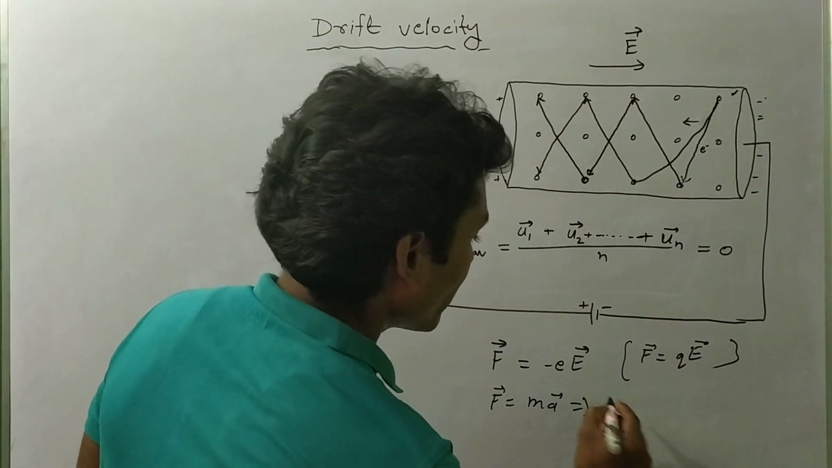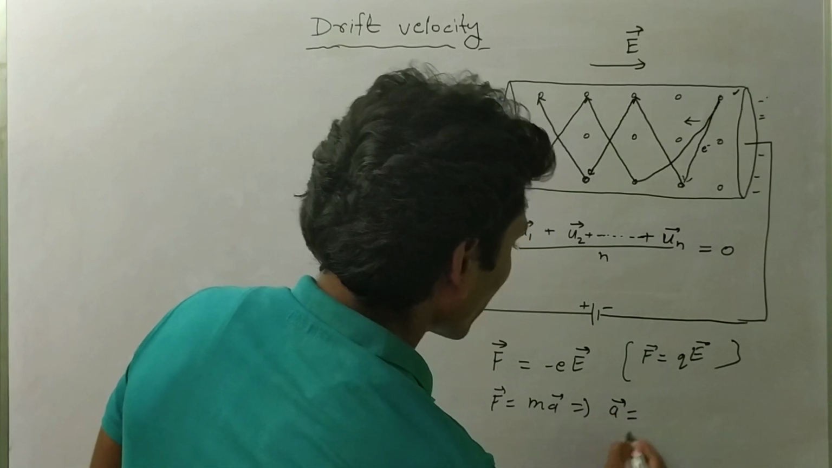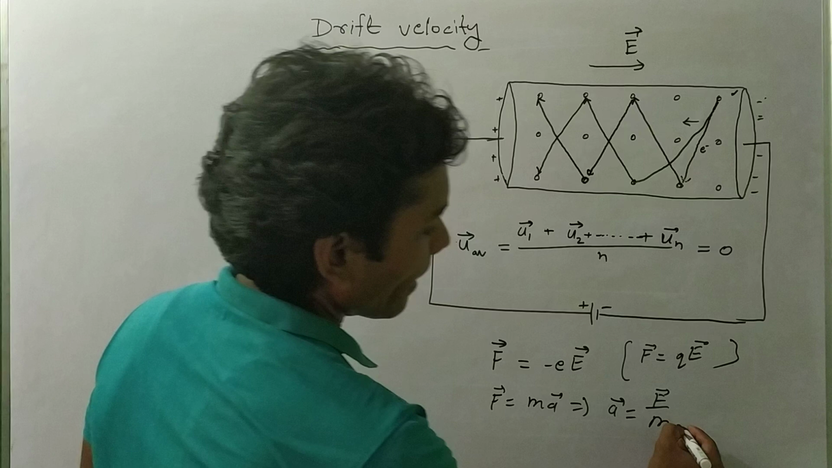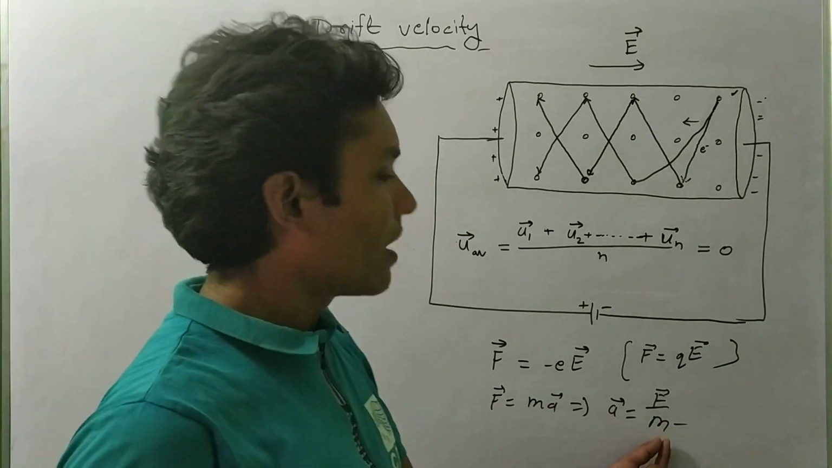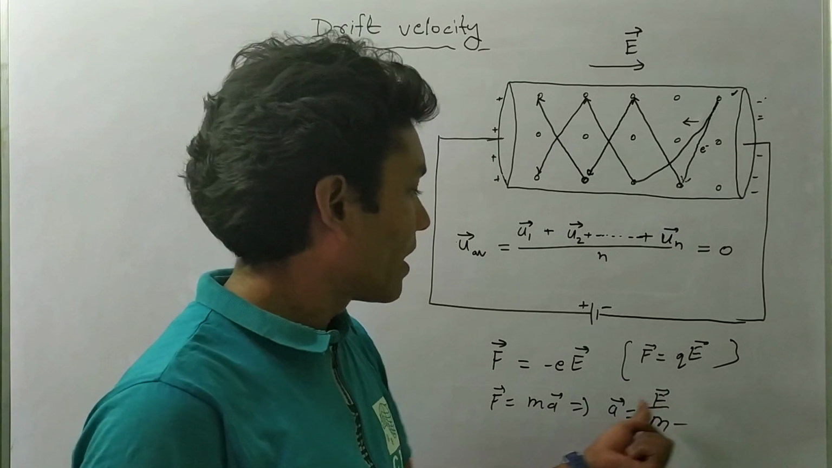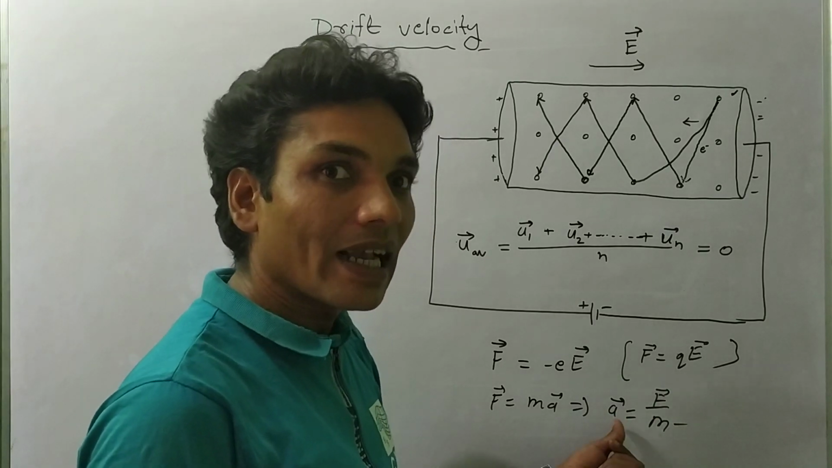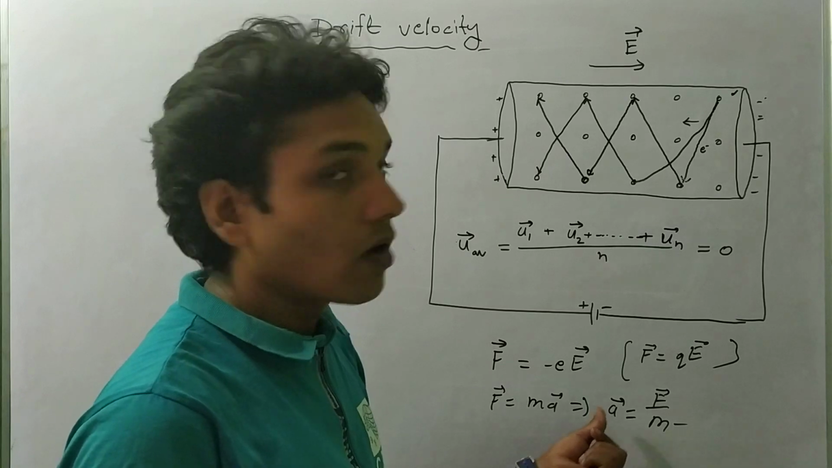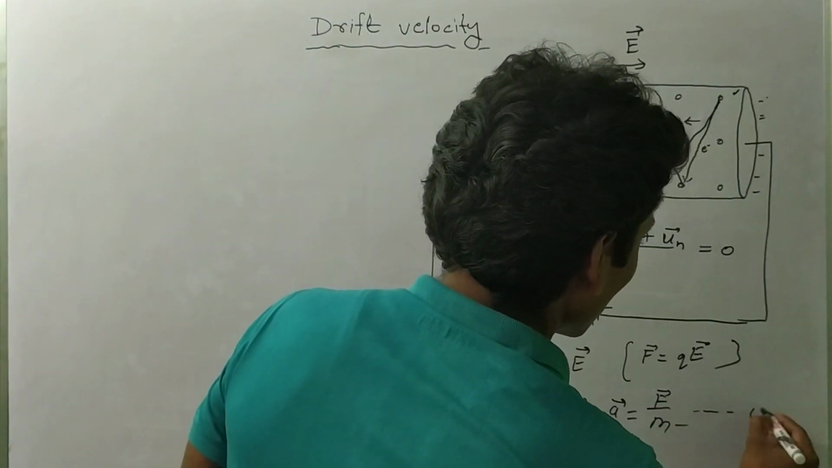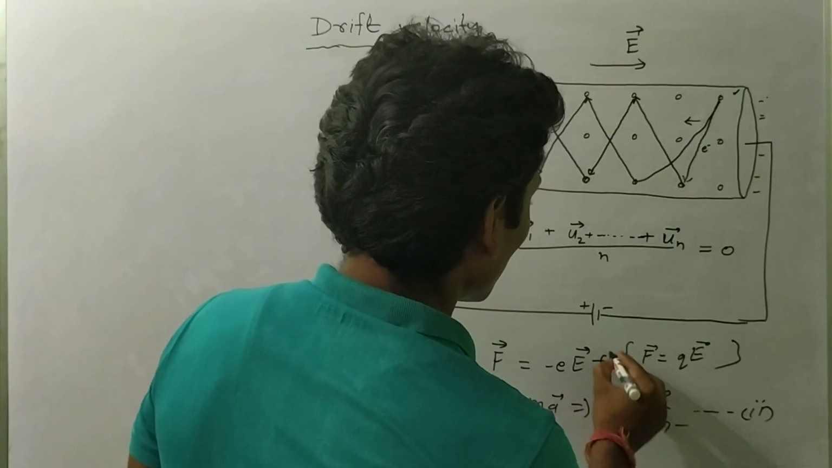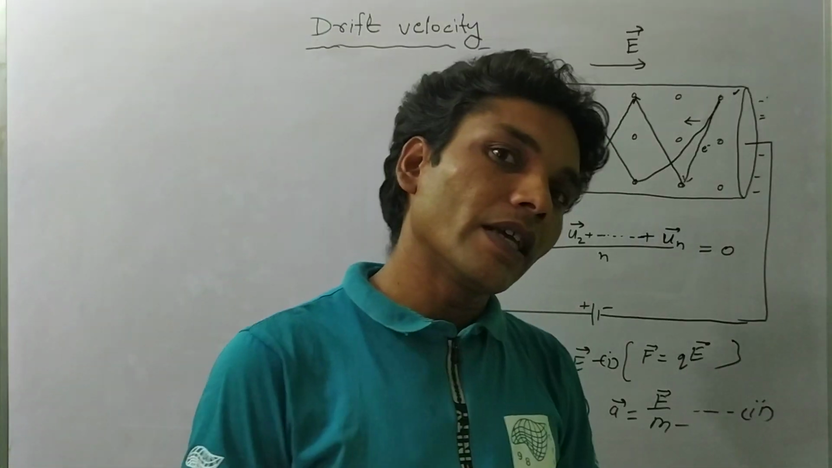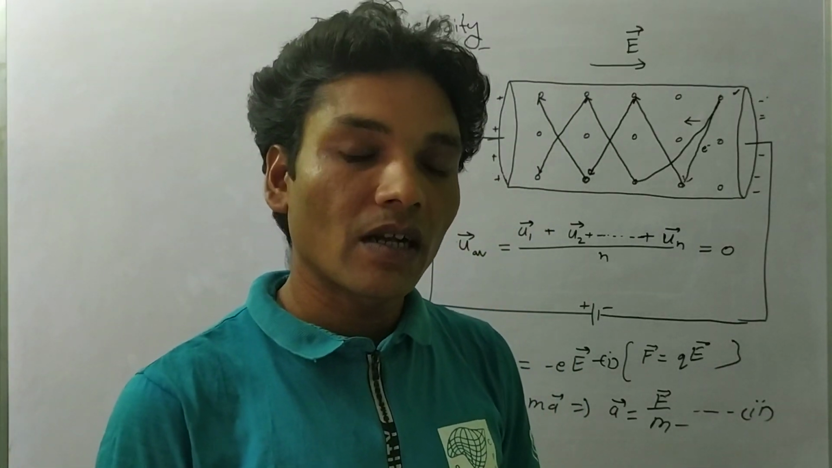So the acceleration will be vector A equal to vector F upon m, where m is the mass of the electron, F is the electrical force, and vector A is the acceleration of the free electron. Okay, now this is the second equation, this is the first equation. You know the equations of kinematics.